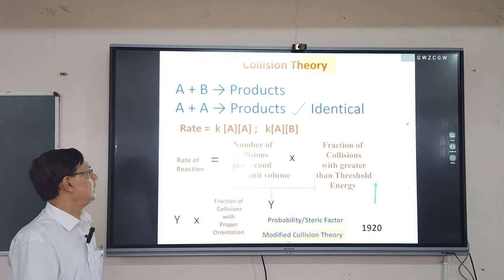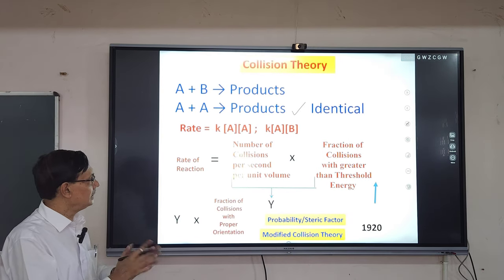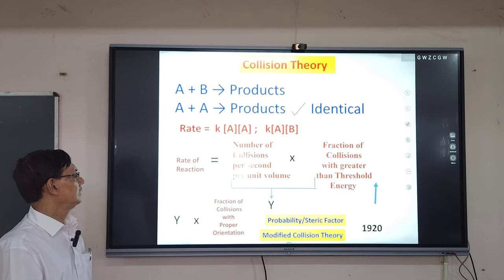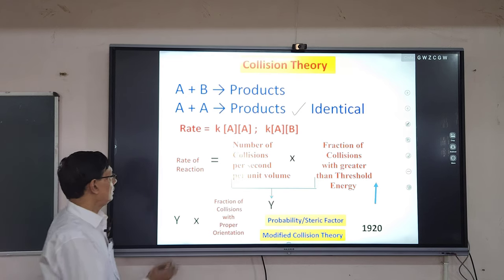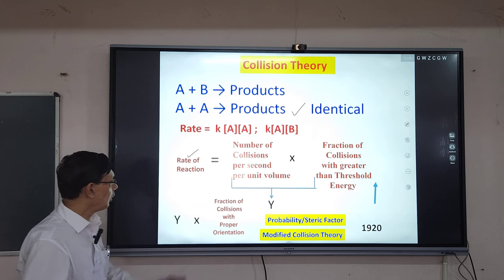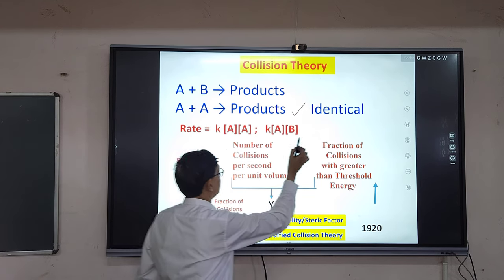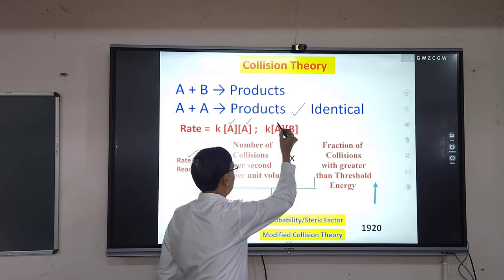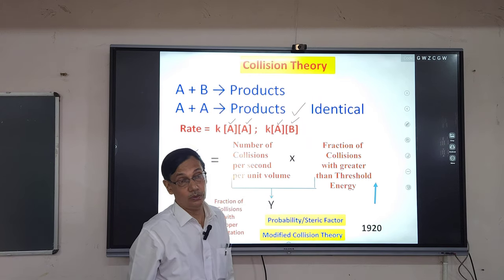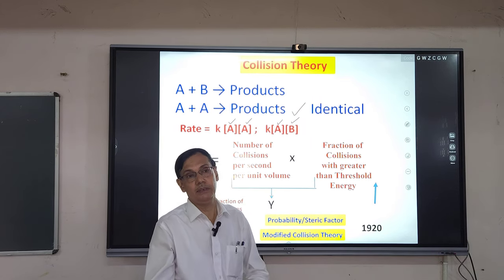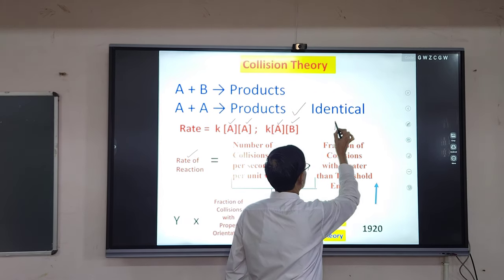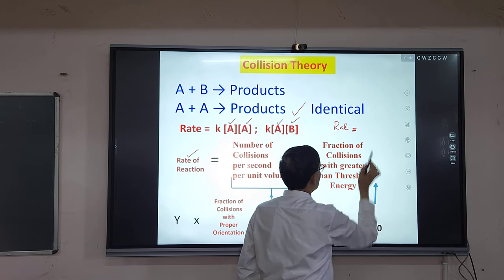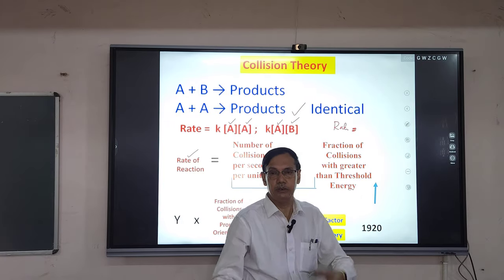Now, see carefully. In the Arrhenius equation, generally we do the simple calculation. But here, we will determine the rate of reaction. In normal cases, the rate depends upon A for similar molecules. Here it is A and B for dissimilar molecules. But in collision theory, the rate should be equal to, just listen very carefully, because this is the important point.